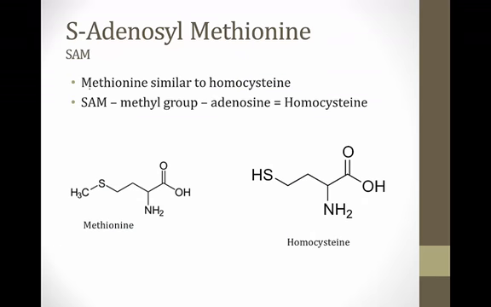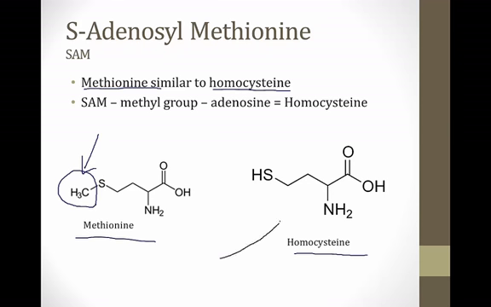It's very important to know that the amino acids methionine and homocysteine have very similar structures. This is methionine on the left side of the screen here, and this is homocysteine. The only difference is that homocysteine has lost this methyl group right here. This means that once the methyl group is donated from SAM, you will be left with a molecule of homocysteine. I've shown that on the screen here.